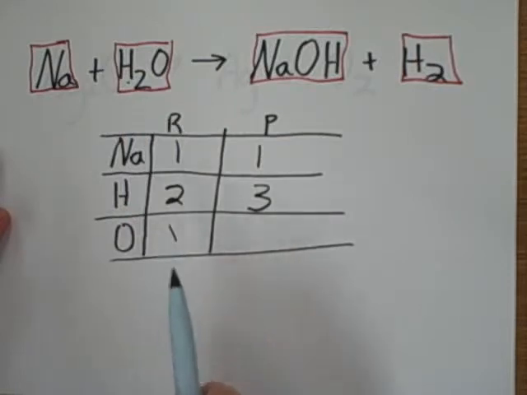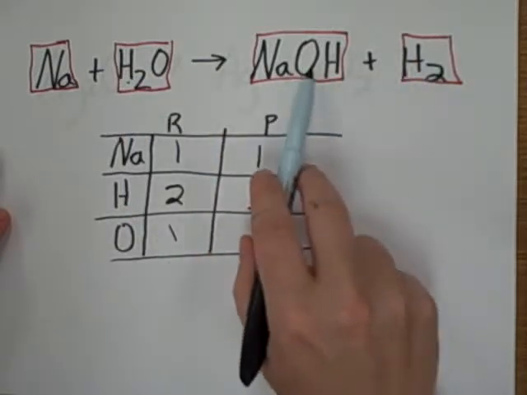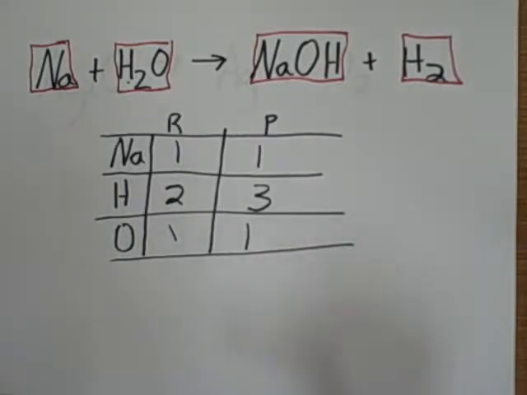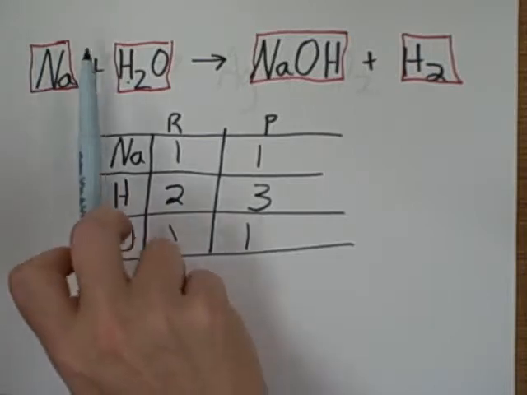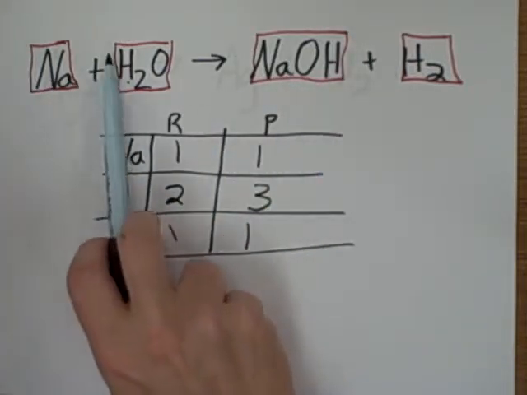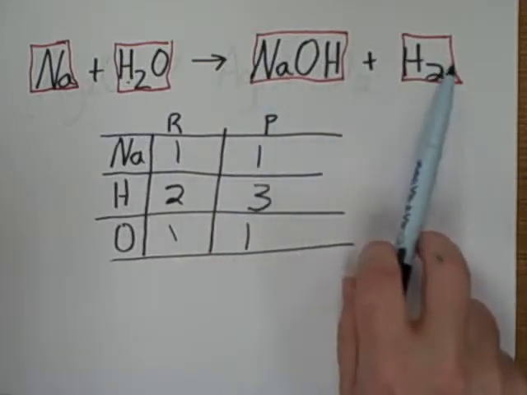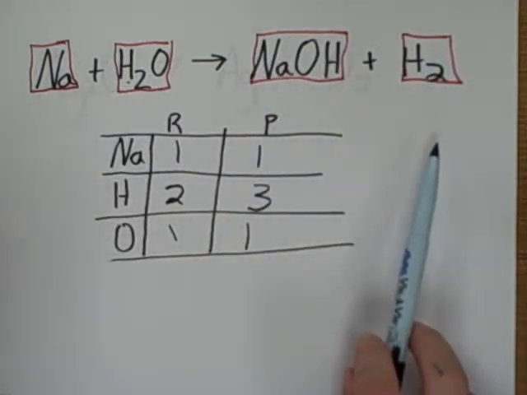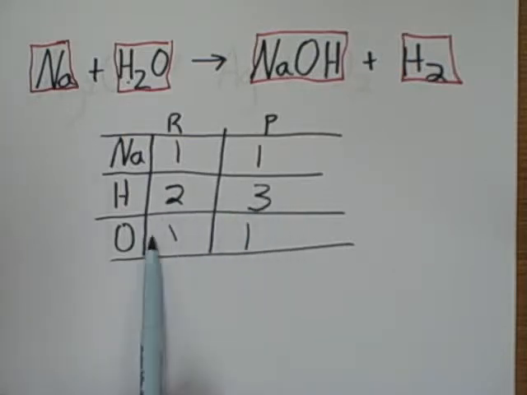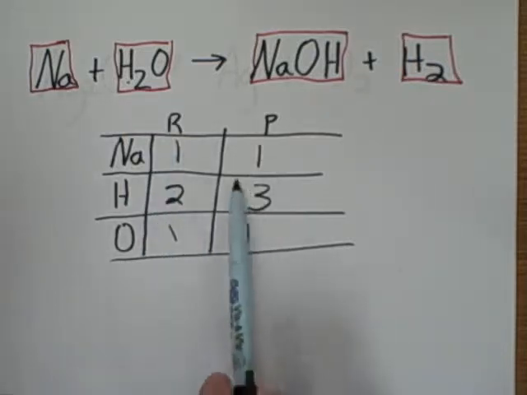So we're going to put a 1, and then on the product side, we only have 1 here. Okay, so now that we've made our element inventory, our next step is to put numbers in front of the boxes. The numbers in front of the boxes multiply everything inside the box. And we put numbers in front of the boxes and update our element inventory until all the numbers in our R column match all the numbers in our P column.